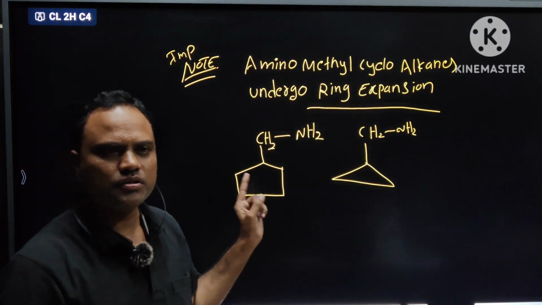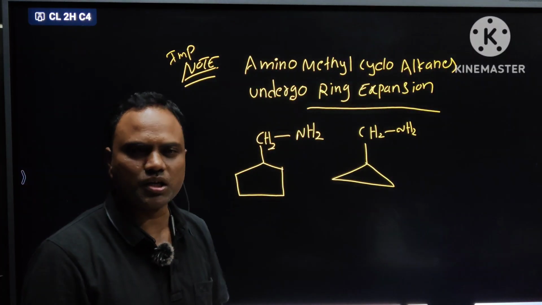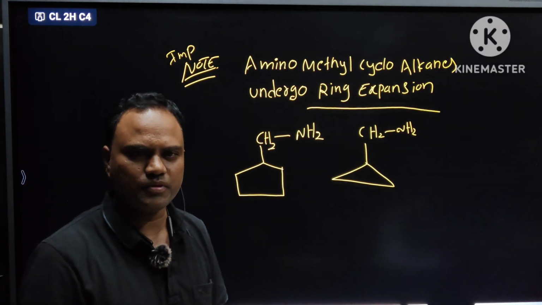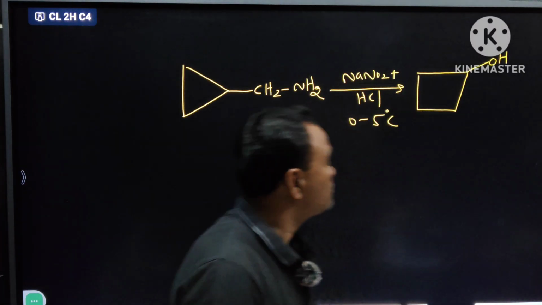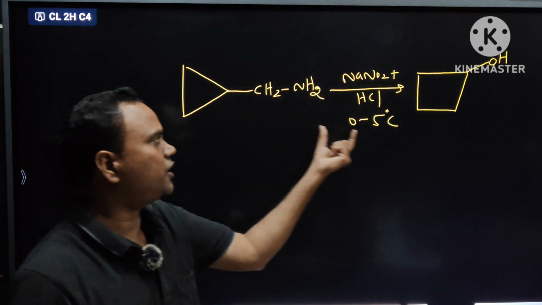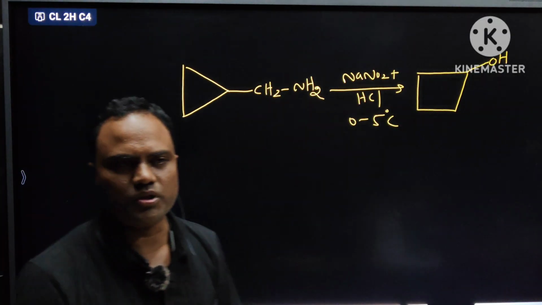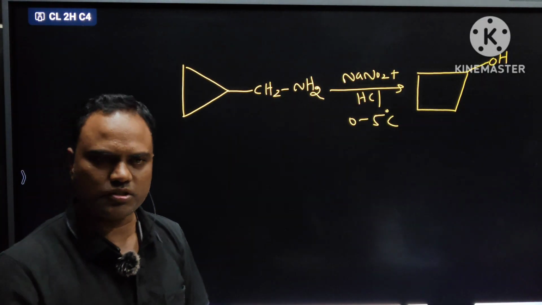Next reaction, see, aminomethyl cycloalkane undergoes ring expansion. See this example. Aminomethyl cyclopropane, when treated with NaNO2 plus HCl, gives cyclobutanol after ring expansion. See the mechanism.